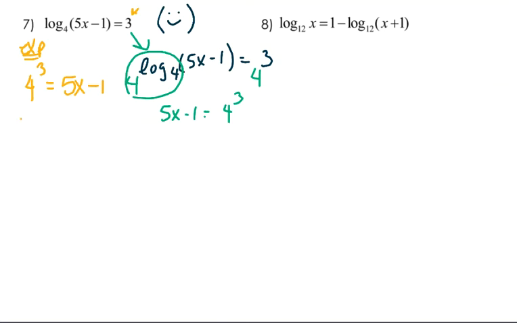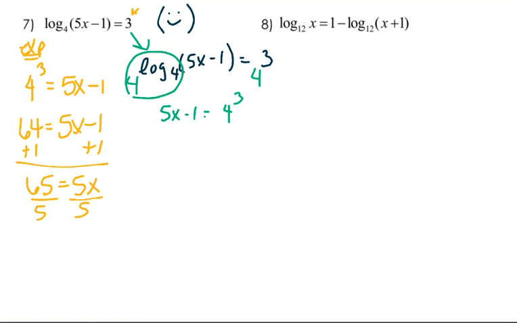4 cubed is 64. That equals 5x minus 1. Add the 1 to both sides, so 65 is equal to 5x. When you divide by 5, you get x is equal to 13. Make sure you check by plugging it back in. Log base 4 of 5 times 13 minus 1, so 5 times 13 minus 1 is positive. We are good. Alright. Next one.